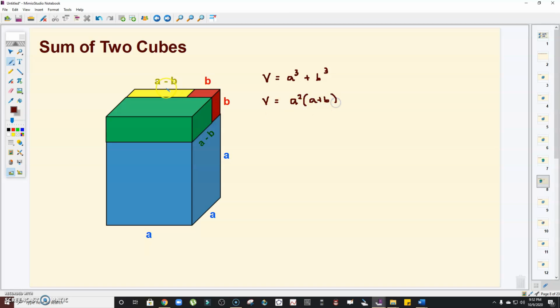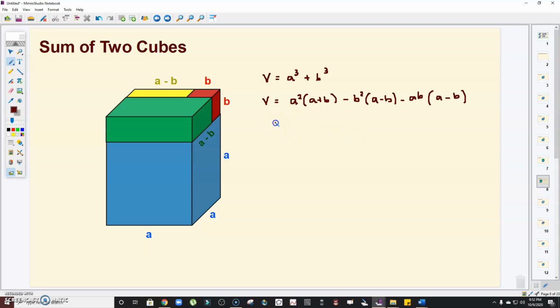But we have to remove the volume of the yellow prism. As I said earlier, the dimension is B by B by A minus B. So we subtract B squared times A minus B. Next, we have to remove also the volume of the green prism, with the dimension of A by A minus B by B. So therefore, I also subtract AB times A minus B. There you go.